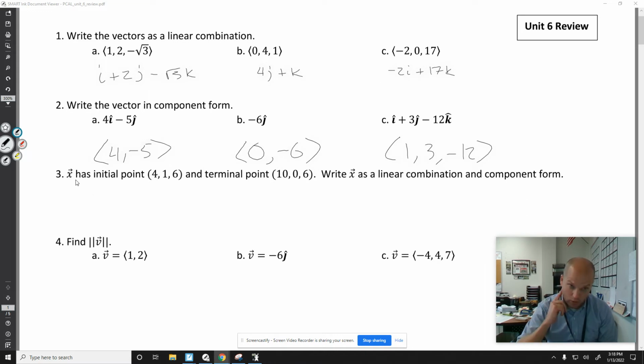This vector has an initial point (4, 1, 6) and a terminal point (10, 0, 6). This is a situation where we have a vector that's not in standard position. What is its vector component form? You've got to figure out how much is the x component and the y component. It's probably easier to look at this two-dimensionally. If I give you the point (2, 3) and the point (5, 7).